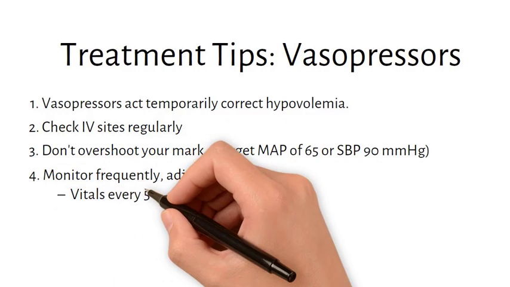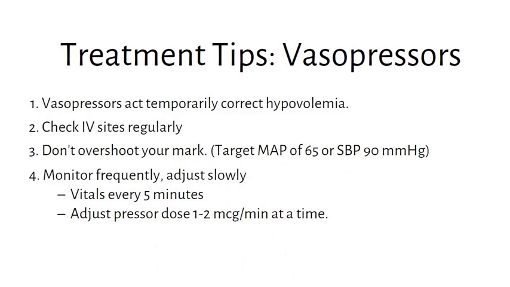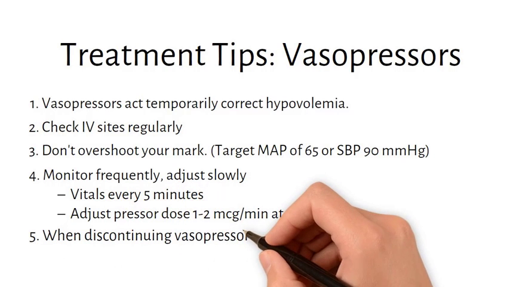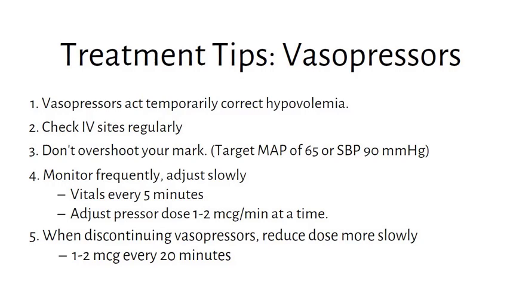Monitor vitals every 5 minutes or as frequently as possible while adjusting pressor dose 1 to 2 micrograms per minute at a time. When down titrating or reducing the vasopressor dose, adjust the dose slowly, not more than 1 to 2 micrograms every 20 minutes to allow time to assess the response.